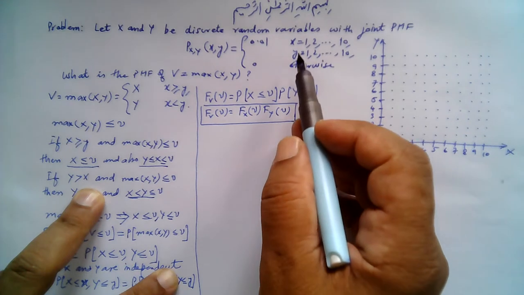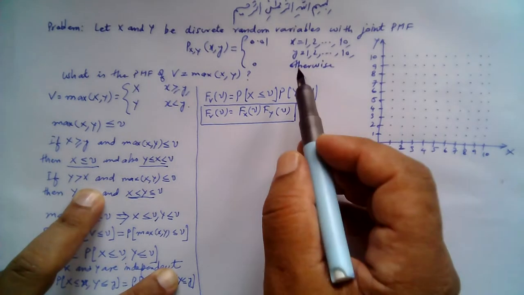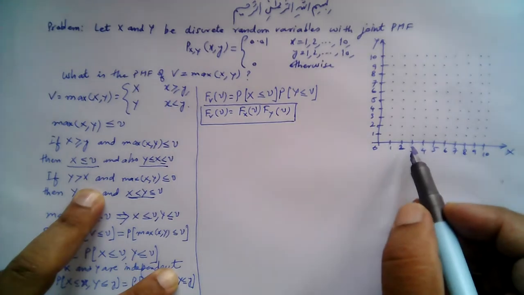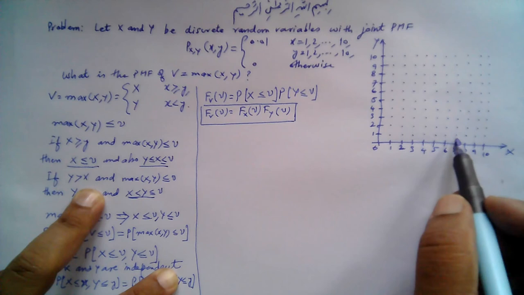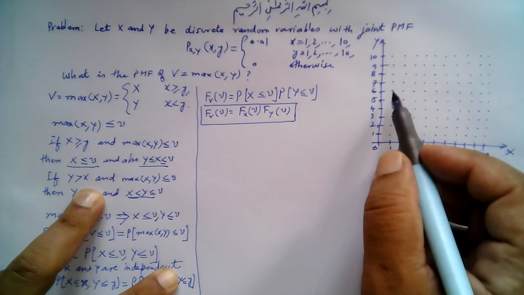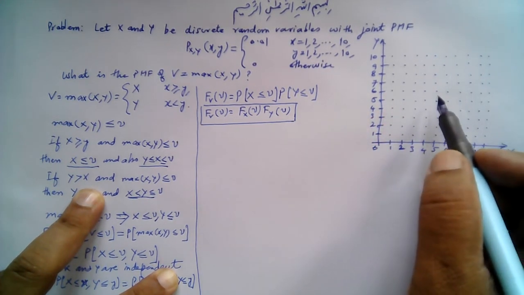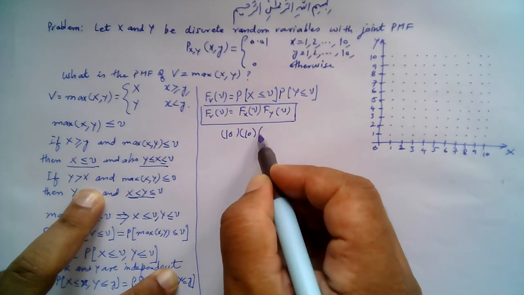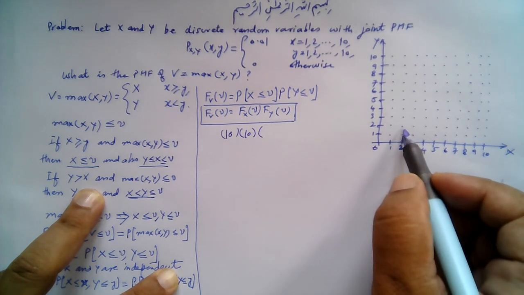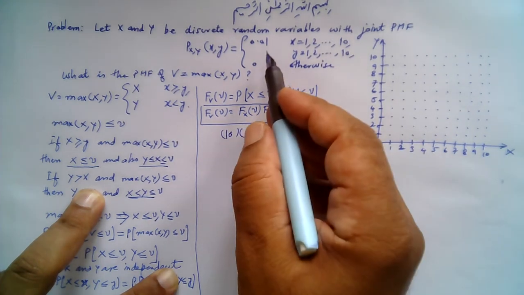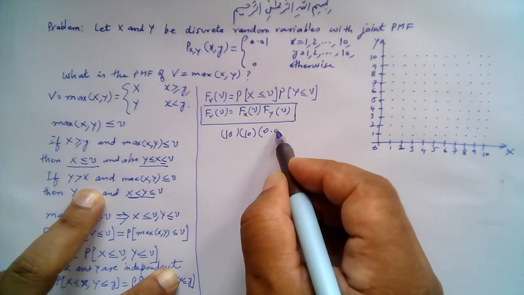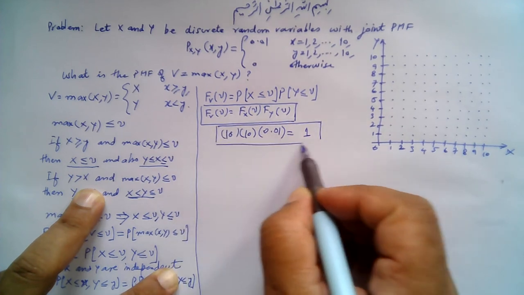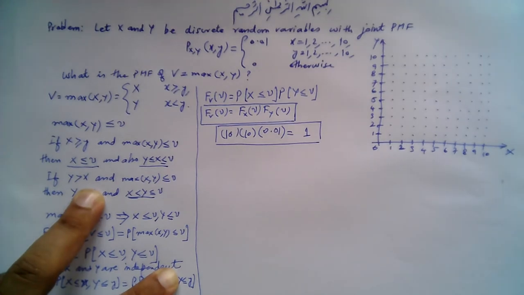So for example, for x equal to 1 to 10 and for y equal to 1 to 10, the value for each point is 0.01. These are the 10 points in this row, these are the 10 points in this row. So 10 multiplied by 10, this is a total of 100 values, and the probability corresponding to each point is 0.01. So the total probability is 1. So this is a valid PMF function that we have been given, right?